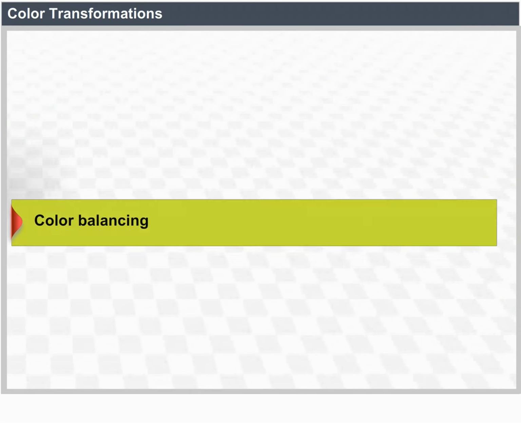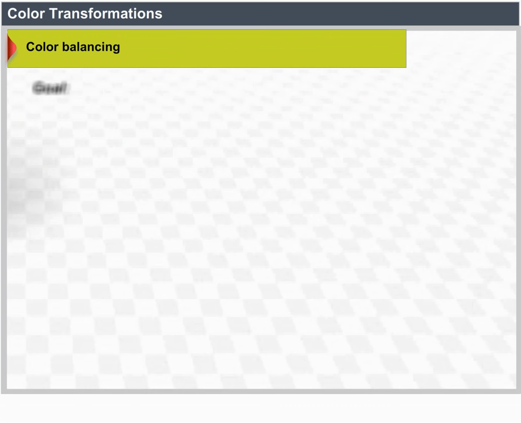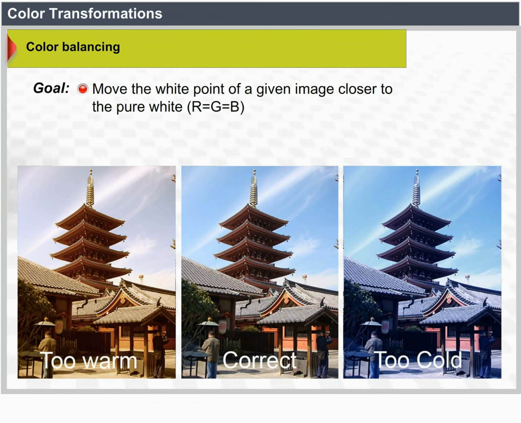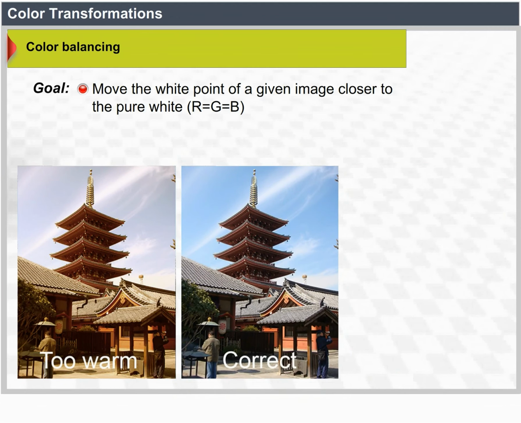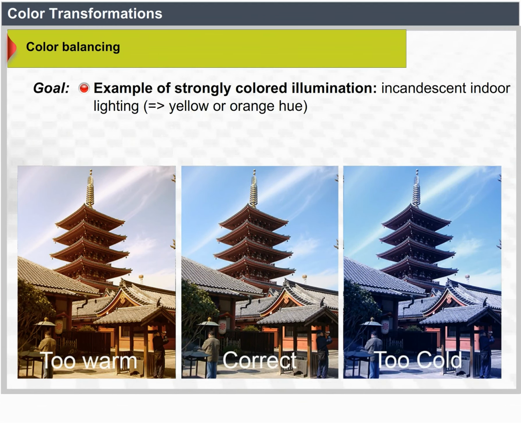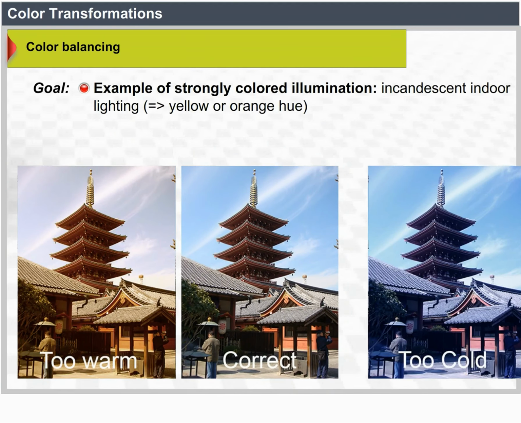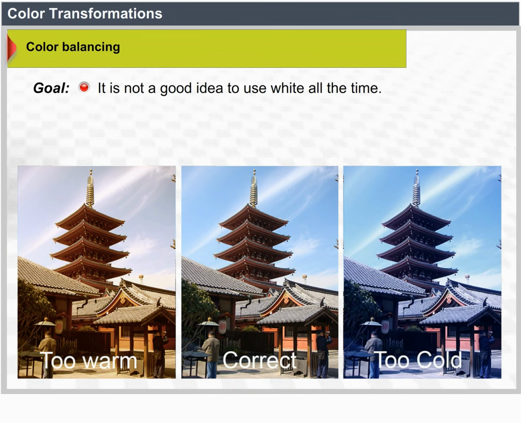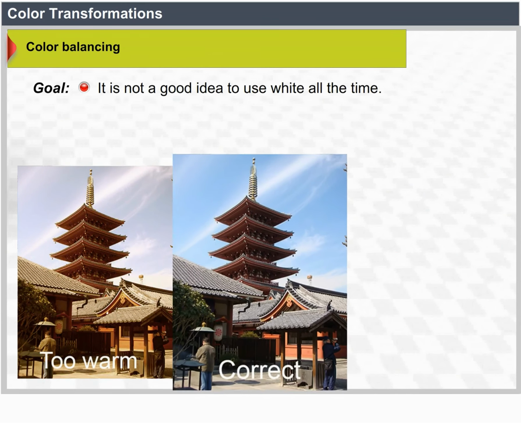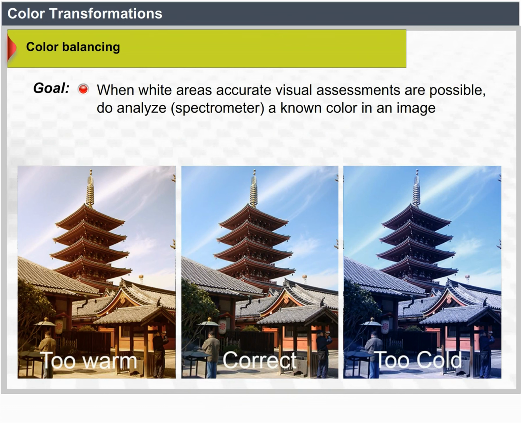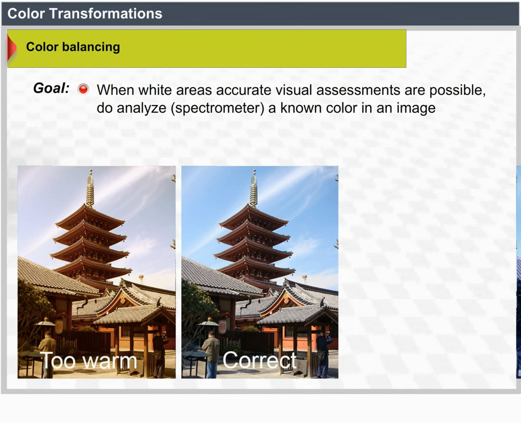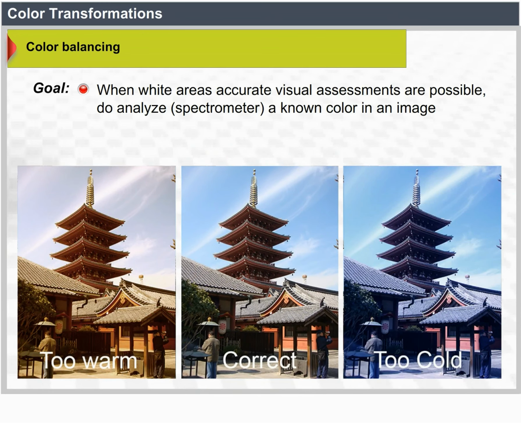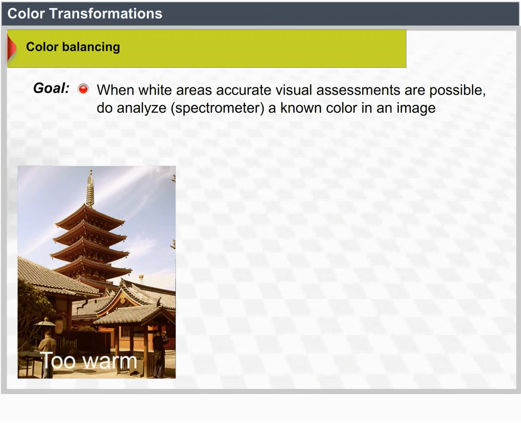Color balancing. Goal: move the white point of a given image closer to pure white, where R equals G equals B. Example: a strongly colored illuminant, such as incandescent indoor lighting, gives a yellow or orange hue. Using white may not always be a good idea. Analyze a known color in an image with white areas, so accurate visual assessments are possible. Another example is skin tones. Color balancing corrections for CMYK color images are shown on the screen.